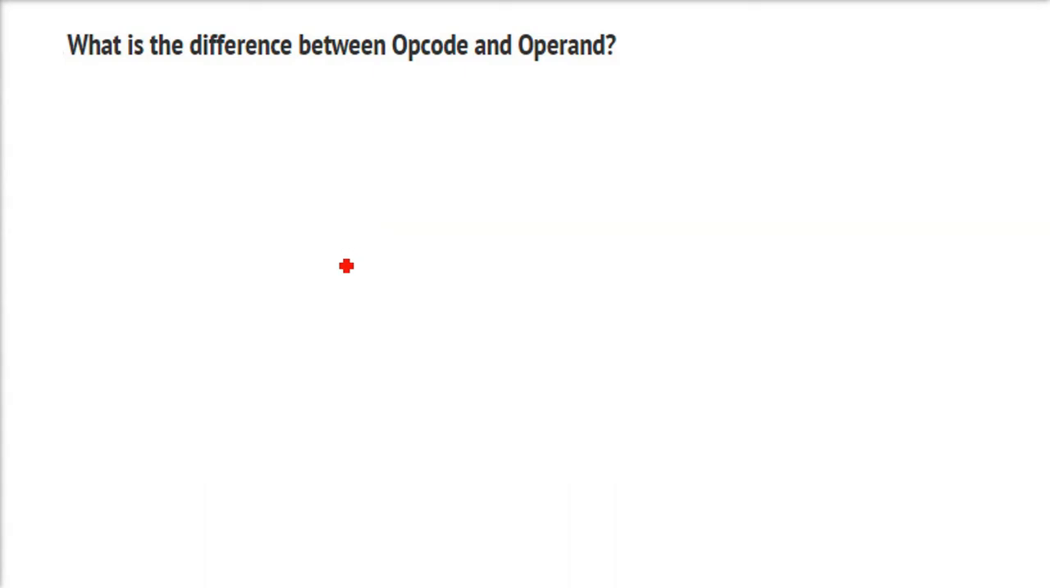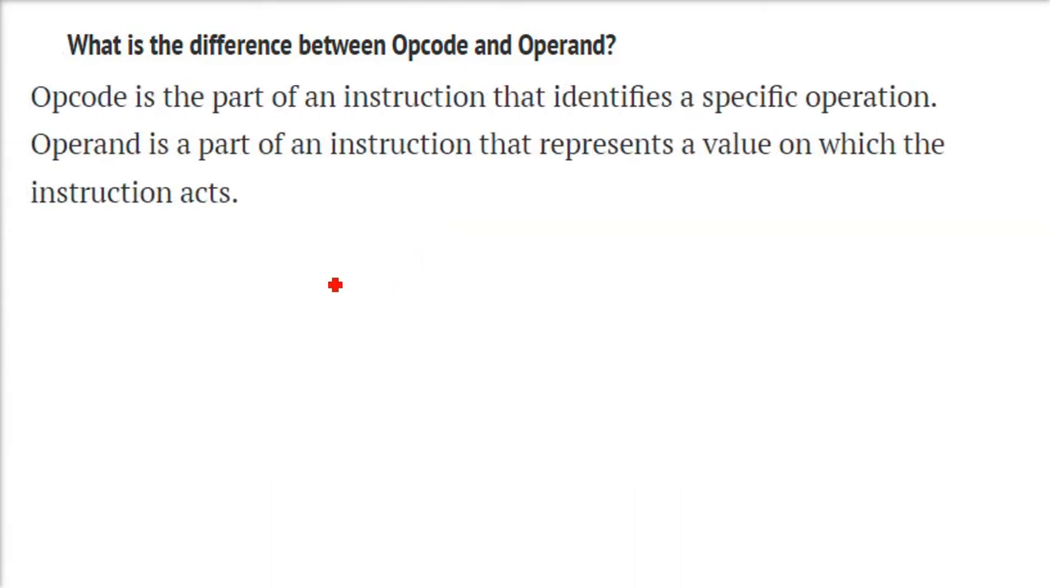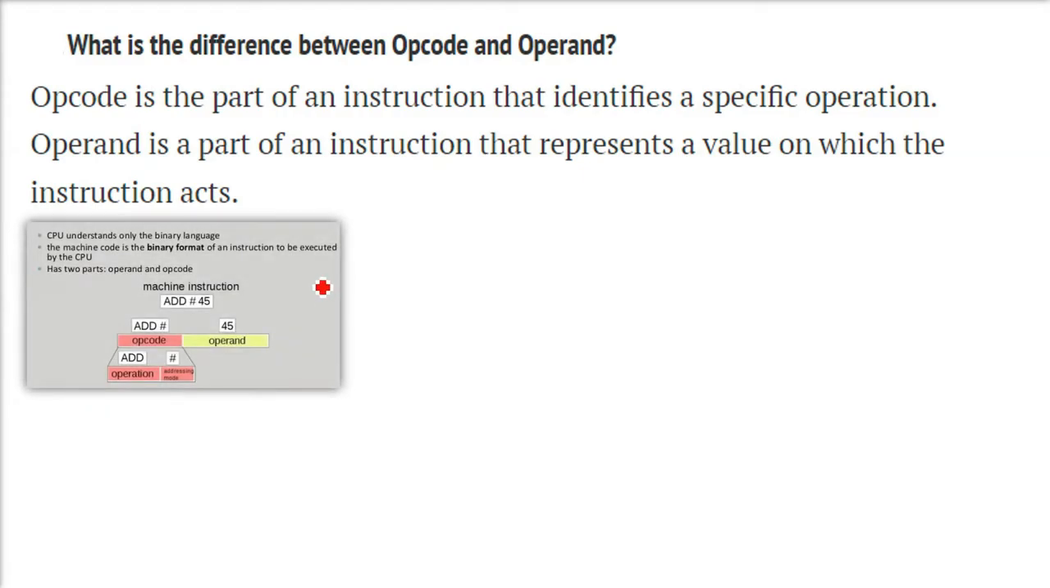What is the difference between opcode and operand? Let me show you diagrammatically first. Any computer, because it is binary, only knows 0 and 1. So the CPU only understands the 0-1 language, called binary language. The machine code is the binary format of an instruction that will be executed by the CPU. Any instruction will have 2 parts.